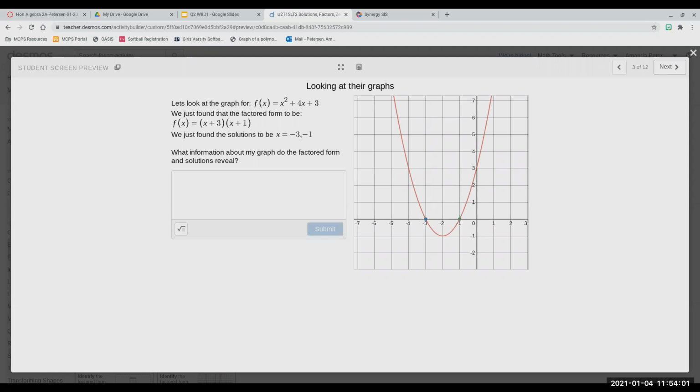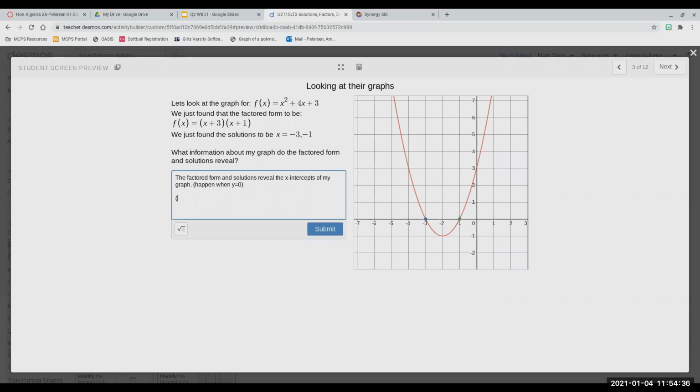All right, so after looking at the graph, hopefully you realize that what they reveal are these two points right here. And what those points are, are my x-intercepts. So the factored form and solutions reveal the x-intercepts of my graph. And remember, x-intercepts happen when y equals 0.